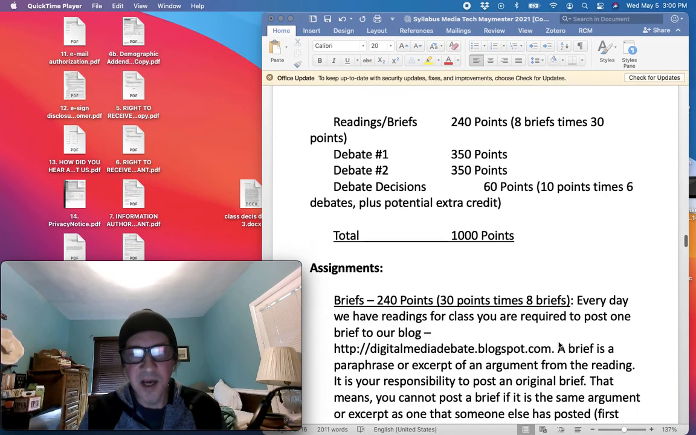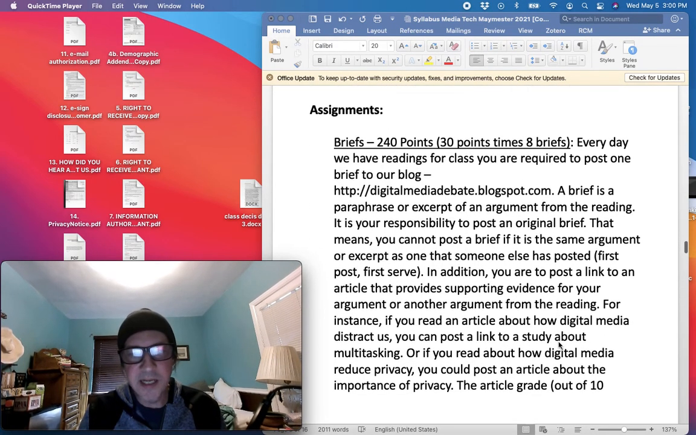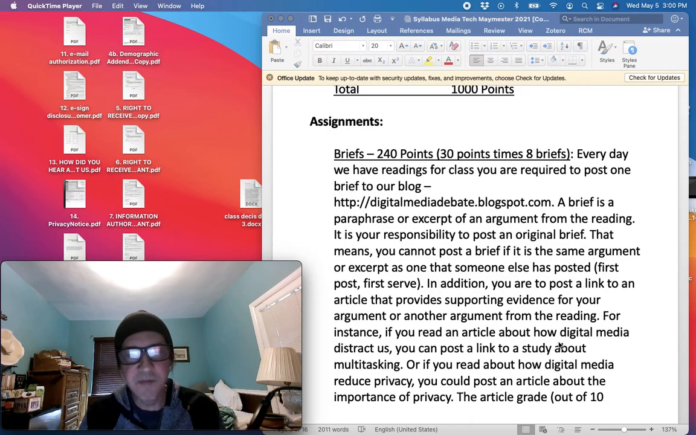So the briefs assignment, essentially every time we have a reading for class, you'll have to post a brief on our blog. And there's the link to the blog. I'll be sending you an invite to be an author for that blog today on Monday. So be sure to look for that in your email and let me know if you don't receive it. But when we do readings, as I'll show you on the syllabus, you're required to post a brief for those readings. What this allows us to do is sort of gather together all of the research that we have for these debates, and it makes it easier for you to craft your speeches.